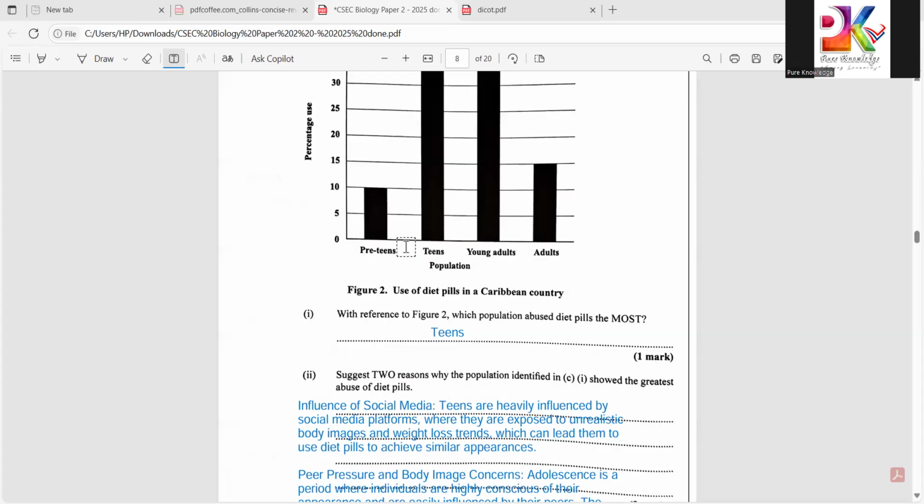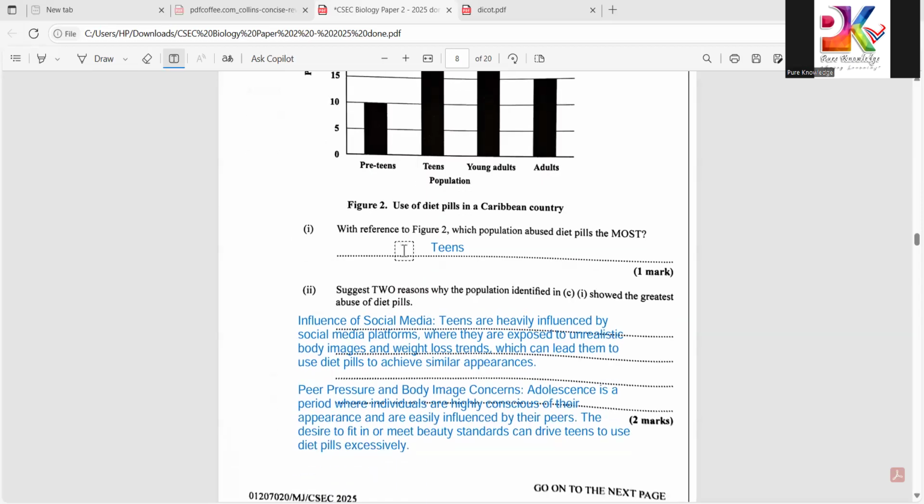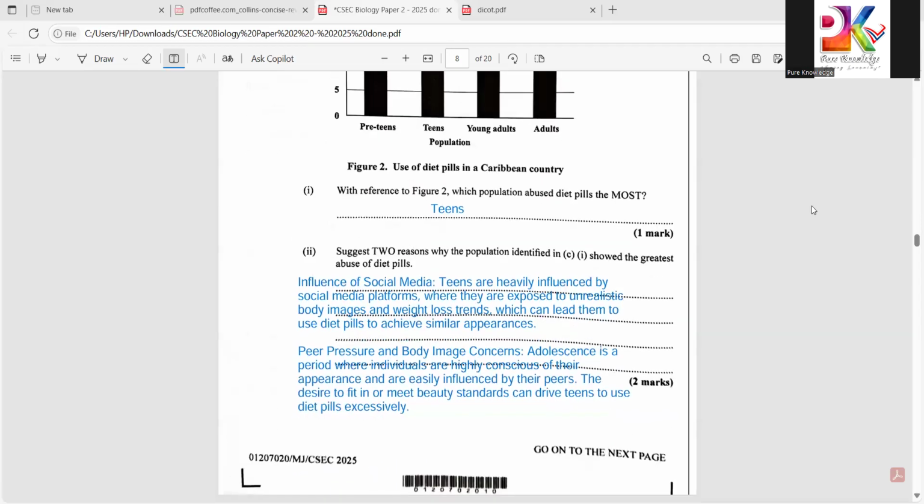Then really give one for free. Then we can say peer pressure. Peer pressure is always something. General things can work. Peer pressure in adolescence is a period where individuals are highly conscious of their appearance and they're easily influenced by their peers. So the desire to fit in or meet beauty standards can drive teens to use diet pills excessively. Right? That's 2 marks. And of course, it's 2 marks, so you don't have to write all that I wrote.